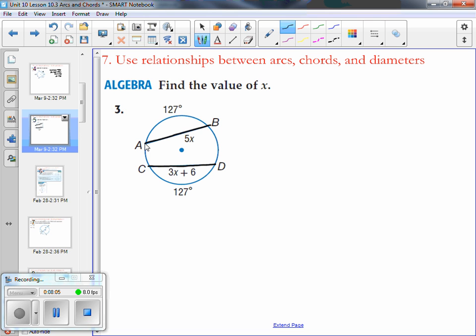If those two segments are congruent, doesn't that mean that 5X equals 3X plus 6? What does X equal? 3. Subtract 3X, divide by 2, X equals 3. Okay? Any questions?